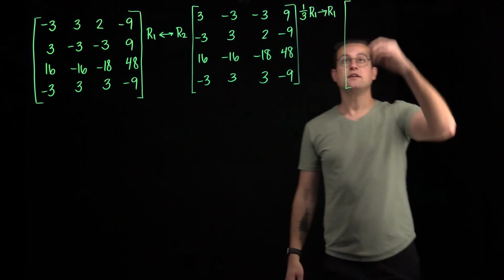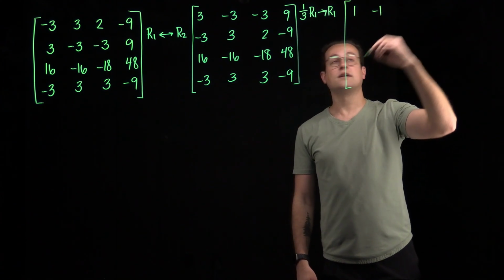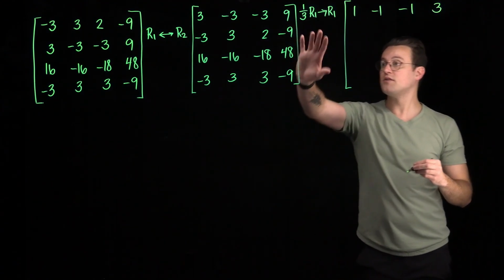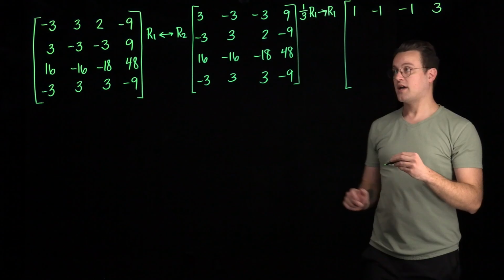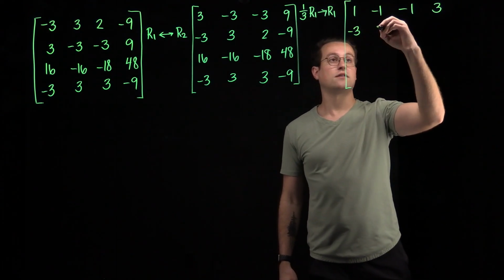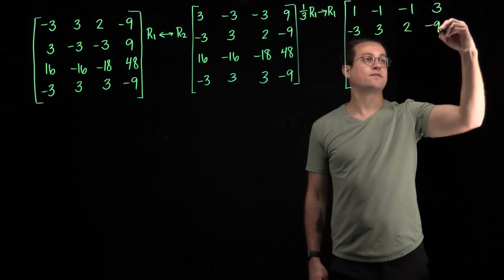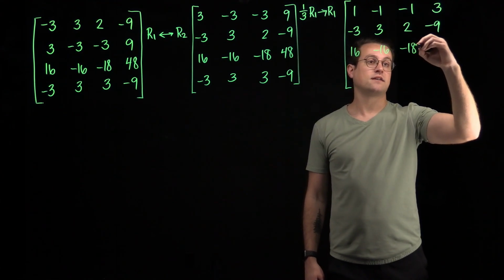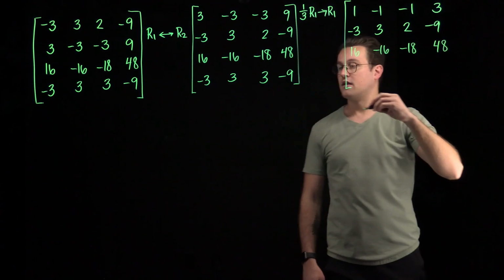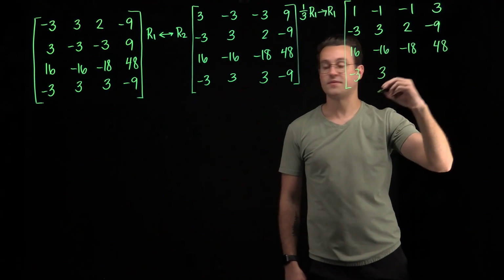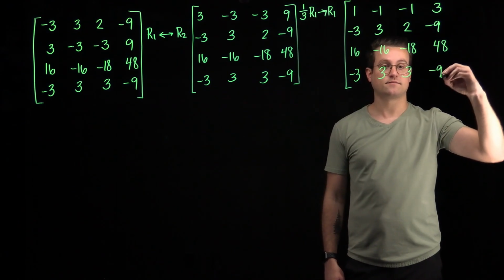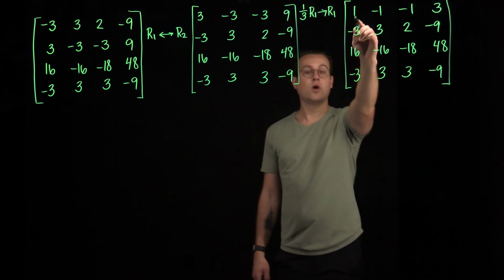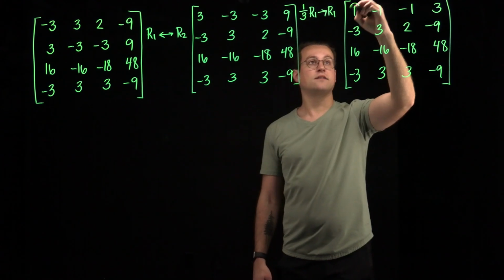Okay, so let's go ahead and do that row operation. Everything gets divided by 3, so 1, -1, -1, and then 3. And then the other rows stay the same. I'm not doing any row operations to them. So I'll have -3, 3, 2, -9, and then 16, -16, -18, 48, and then -3, 3, 3, -9.